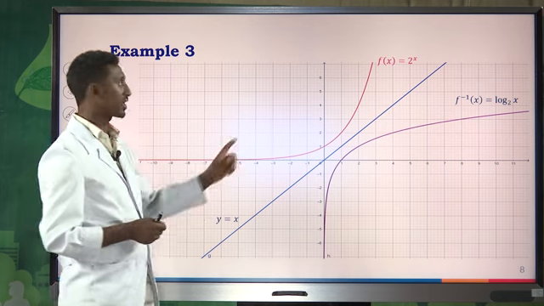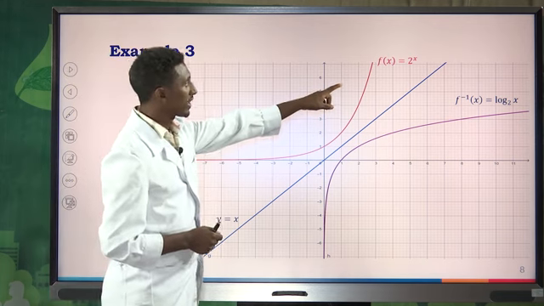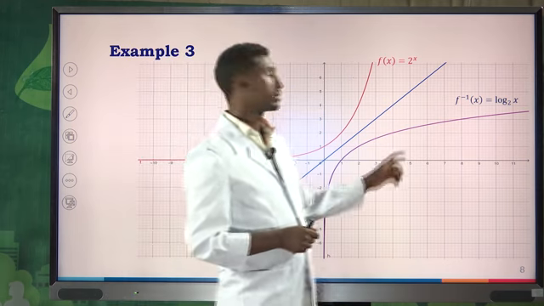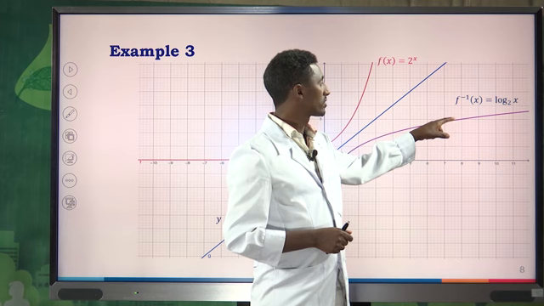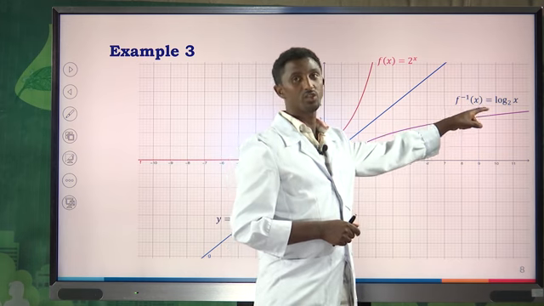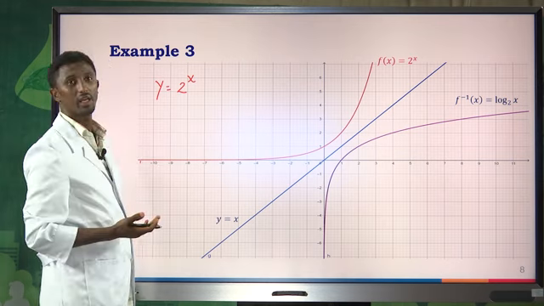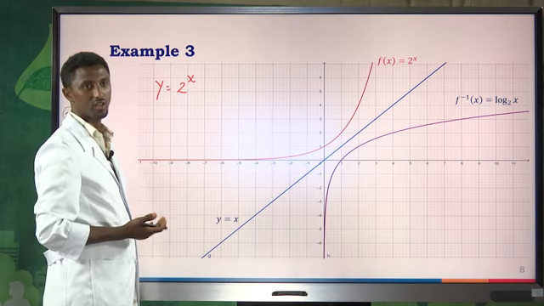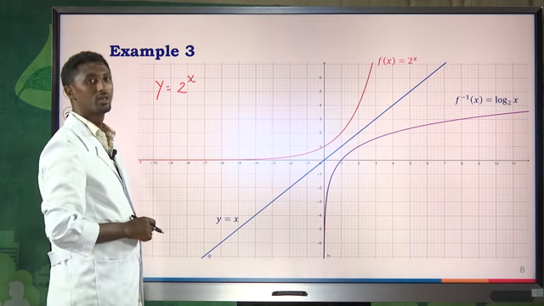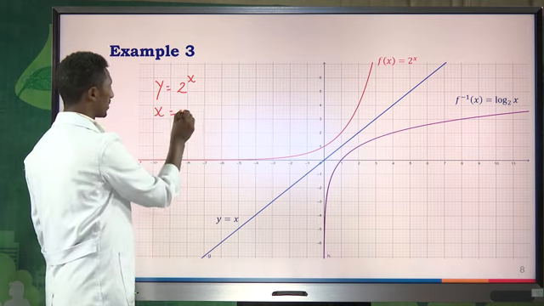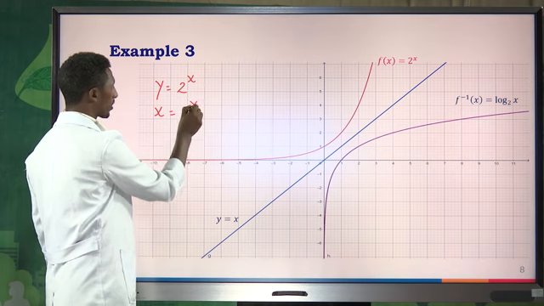We can even check this. This is f of x equals 2 to the power of x, and the inverse function f inverse of x is log x to base 2. Look, the first function is y equals 2 to the power of x. Then how can we find the inverse of this function? We can interchange x and y. So x equals 2 to the power of y.